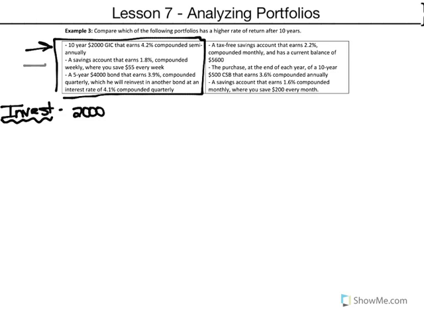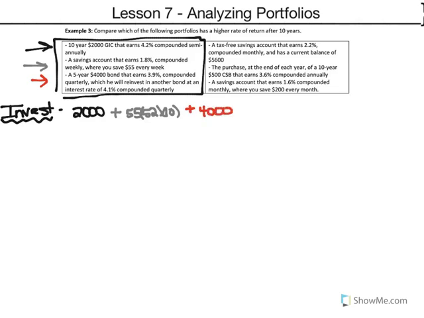Their next investment is a savings account that earns 1.8% compounded weekly. So you're saving $55 every week. That would be $55 times 52 every week for 10 years. That's how much you're investing for that part of your account. And the last one is a 5-year, $4,000 bond that earns 3.9% compounded quarterly, which you'll reinvest in another bond at an interest rate of 4.1. So you're investing another $4,000.